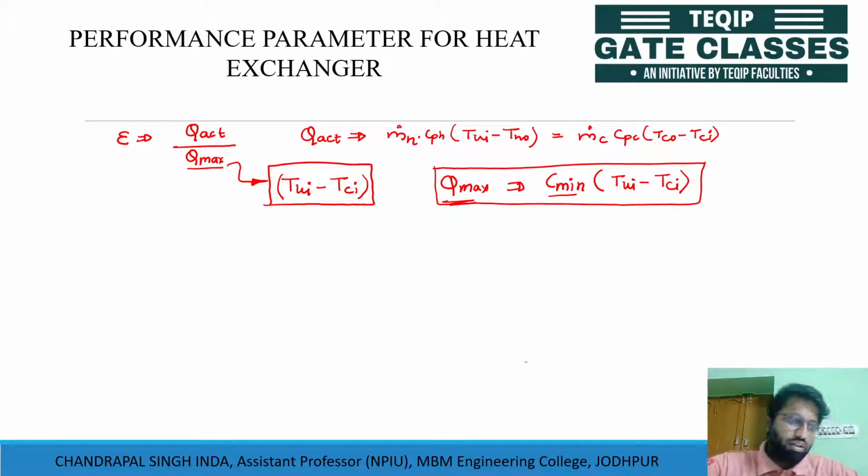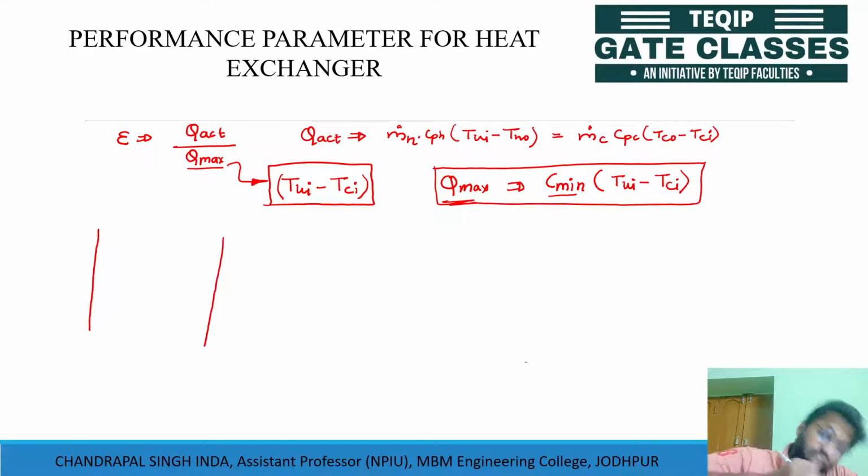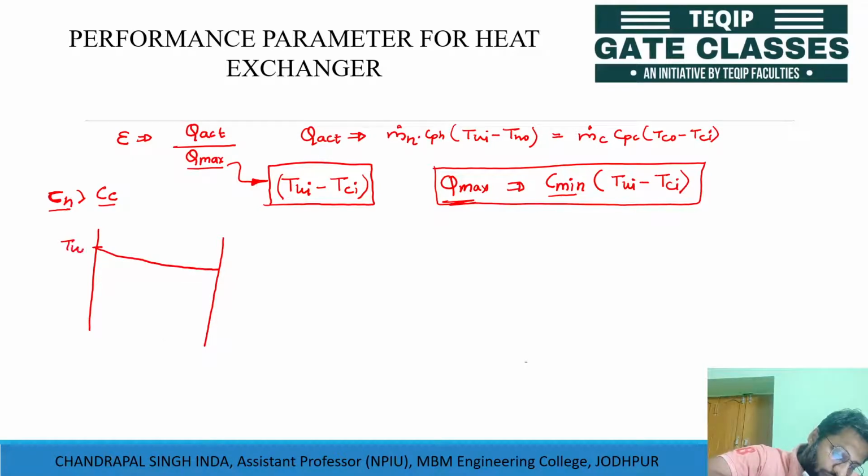Let's understand how we use this formula. Let's consider the counterflow heat exchanger. In the first case, we have the heat storage capacity of the hot fluid greater than the heat storage capacity of the cold fluid. In that case, as we can see, the heat storage capacity of the hot fluid is more, so the hot fluid will undergo the minimum temperature difference. So it is T hot inlet, T hot outlet.